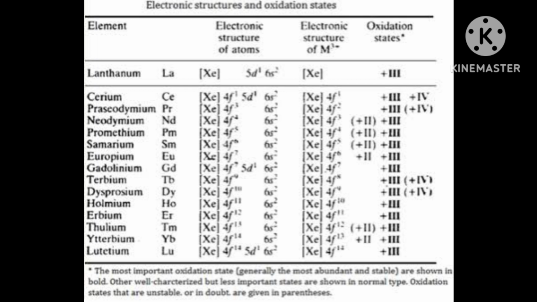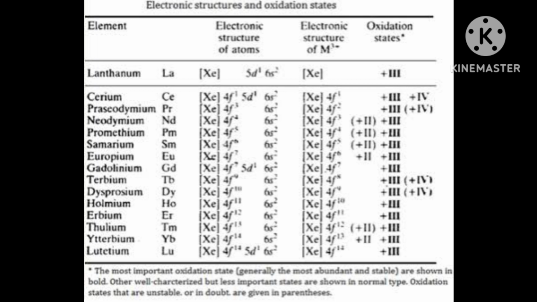Praseodymium, and this neodymium means Nd. Nd is called neodymium, and Pm is called promethium. Promethium symbol is Pm, capital P, small m. All are like that: first letter is capital, other is small.